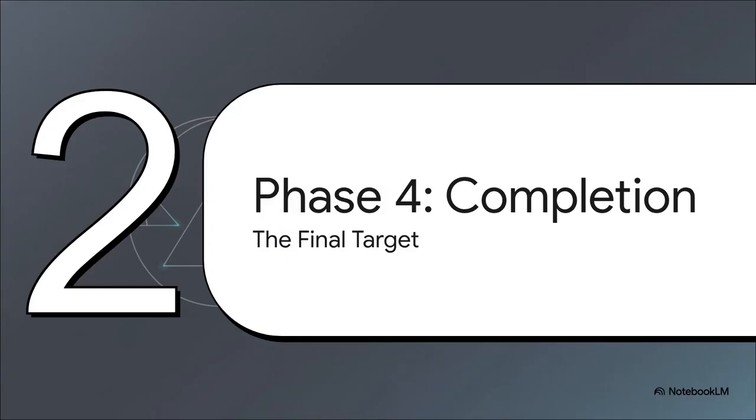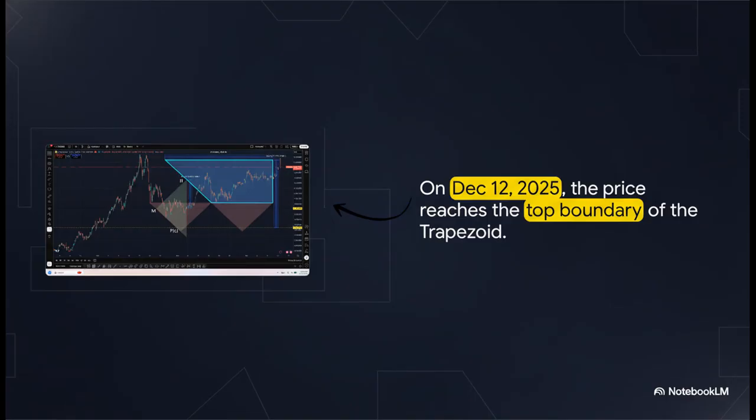All right, we're on to the final phase of this documented cycle. Let's see how it all wrapped up in phase 4, the cycle completion. So on December 12th, the price continued its journey up through that trapezoid structure. And as you can see, it finally reached the upper boundary. This action fulfilled all the conditions of scenario 1 that were laid out in the initial plan.